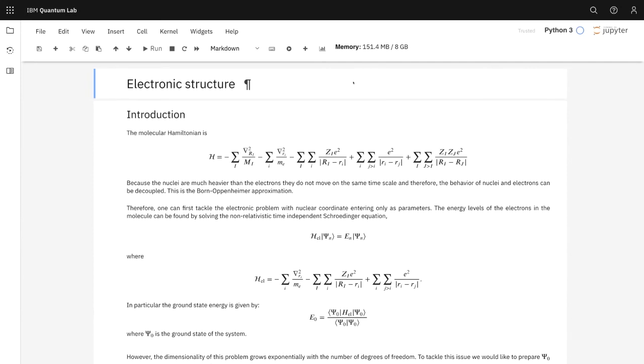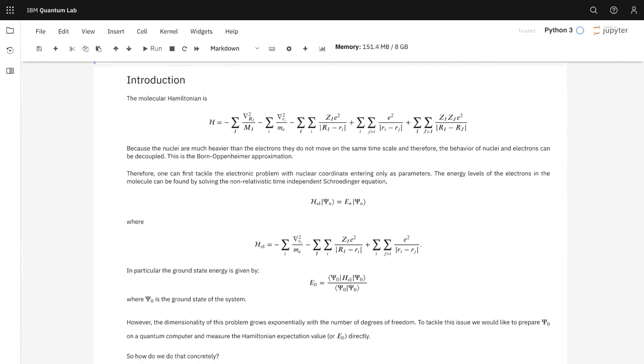All right, so let's start with the first notebook, which is mapping the fermionic problem to the qubit problem. This is a brief refresher on the electronic structure here. So there is the electronic Hamiltonian, and the ground state energy that we are minimizing.